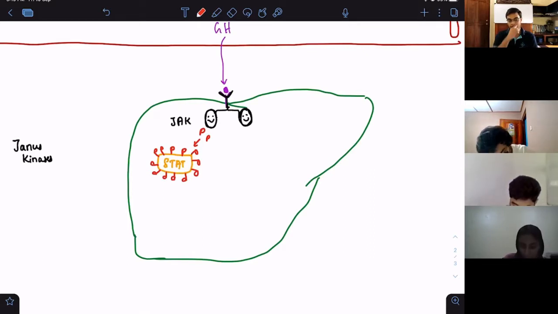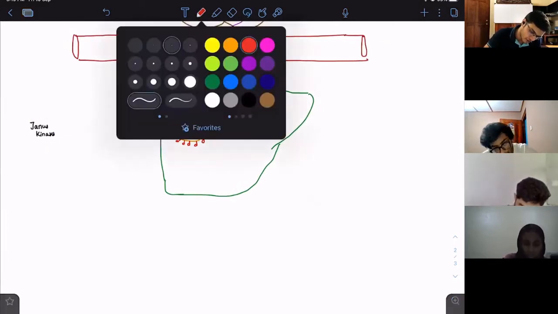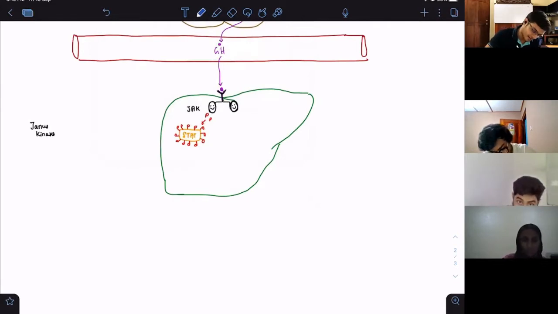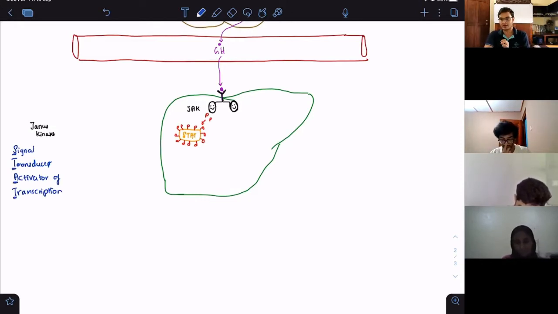This STAT, what does it stand for? You all can write it on the side. It's a very long name: signal transducer, activator of transcription. Now forget the signal transducer part. This is an activator of transcription. What does that tell you? It's going to help with some sort of protein synthesis activity. Let's see what is happening.